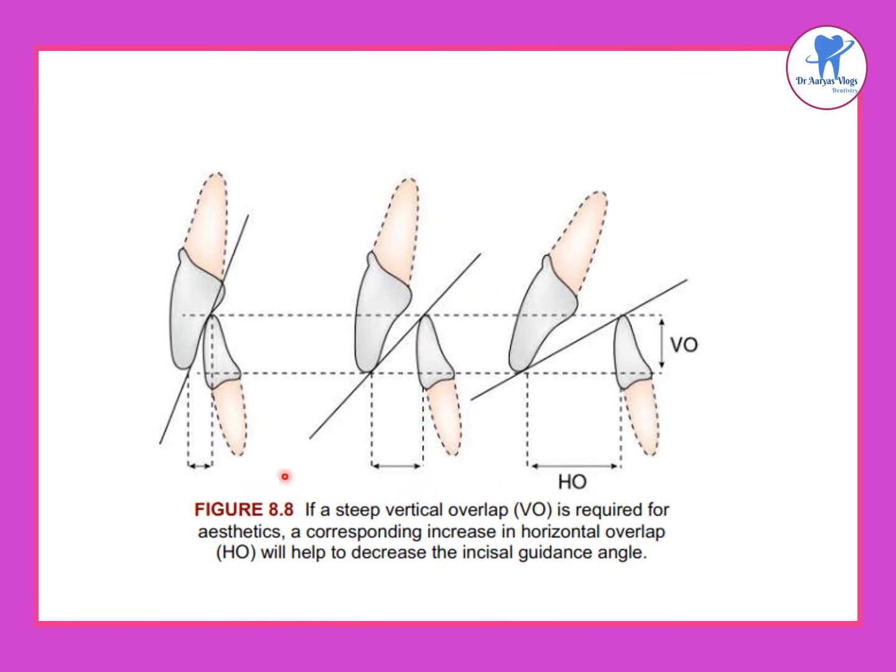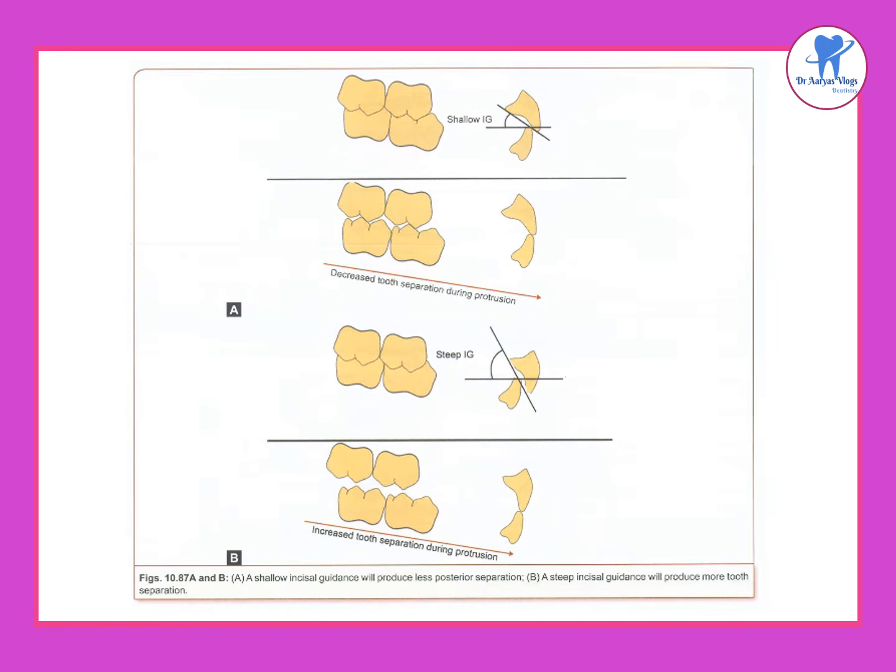This picture shows the steep vertical overlap, which is required for aesthetics. Then a corresponding increase in the horizontal overlap will help to decrease the incisal guidance angle. So this is the vertical overlap, this is the horizontal overlap, and this is the incisal guidance angle. Here the shallow incisal guidance will produce less posterior separation, and the steep incisal guidance will produce more tooth separation during protrusion.